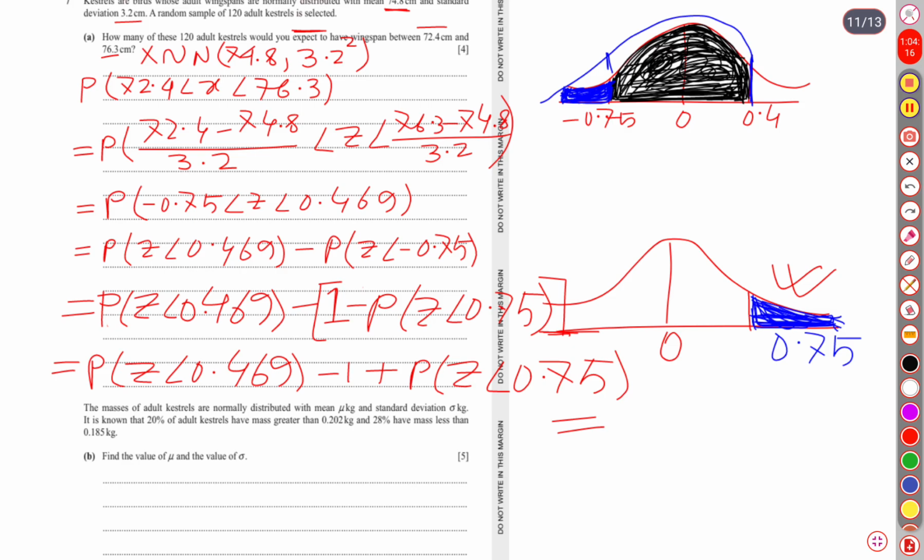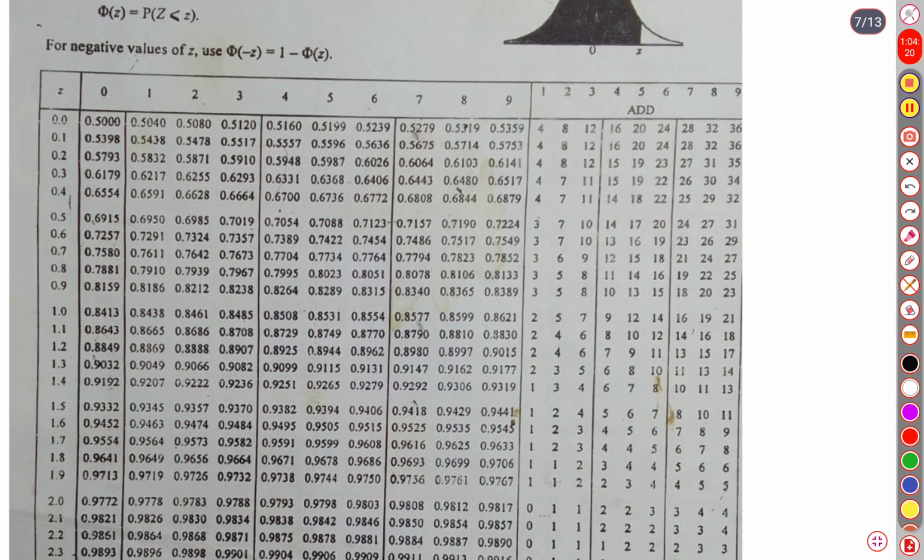Okay, our first z score was 0.469, so 0.4 is over here, and then 6, and then there is 9, the final one. So our column is this one, and this is 0.6772, to which we will add 32. If we add 32, it is going to be 0.6804. So one is 0.6804.